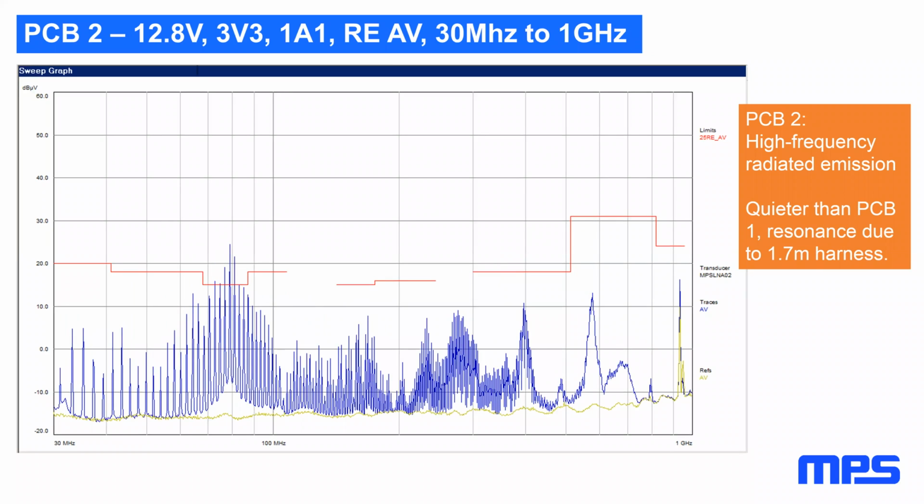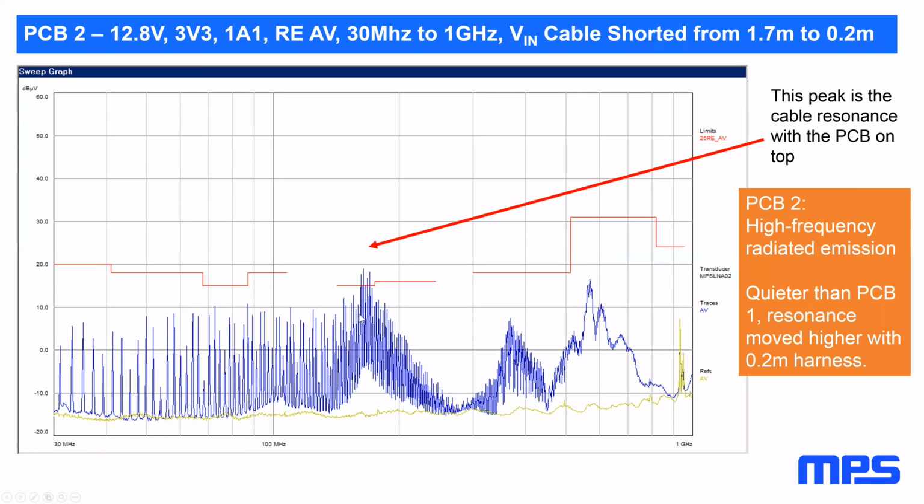If you go to the PCB2, that is the EMI optimized one, you see now that on the high frequency, it's very much quieter. What's left is one resonance, and this resonance is mainly due to the 1.7 meter harness. It's here in the 80 megahertz range. You can check on that if you make an additional measurement with a shorter harness. Now you see that the resonant point goes up. So it's really the harness resonance which moves that point up.